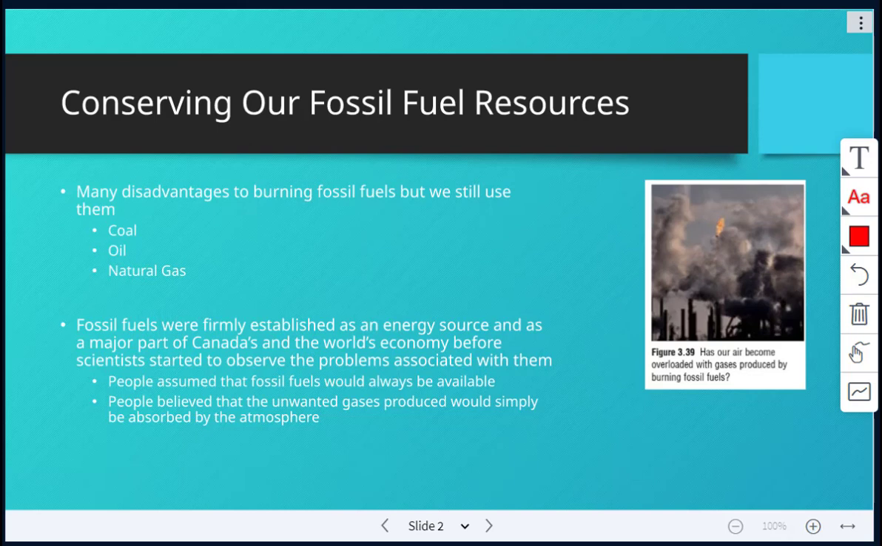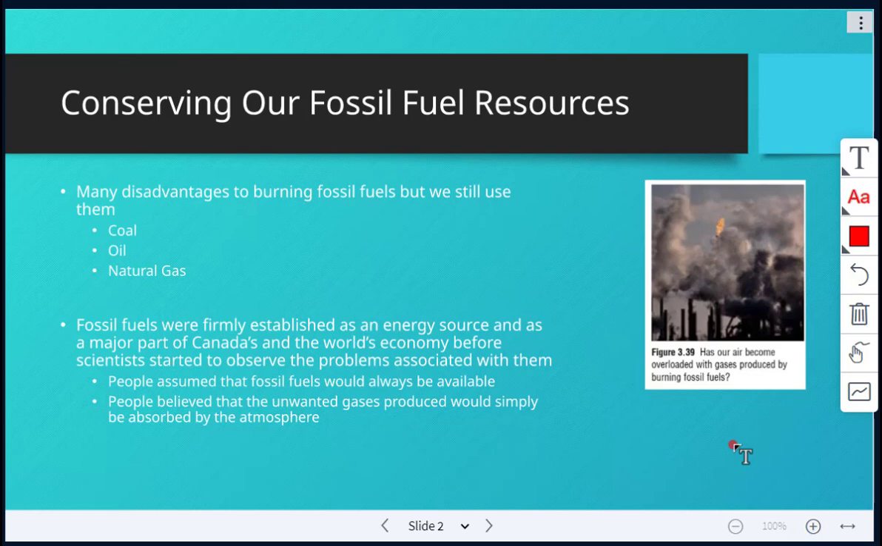All right, so we've talked about fossil fuels quite a bit in our last topic. There are many disadvantages to burning fossil fuels, but we still use them. We still use the coal, oil, and natural gas, and we looked at the pros and cons last class, things like cost, and setting up facilities and so on.